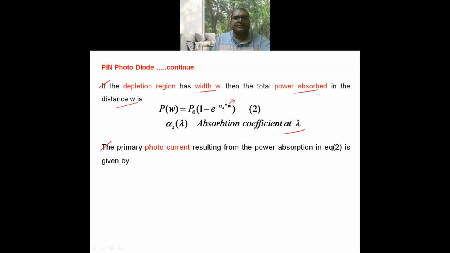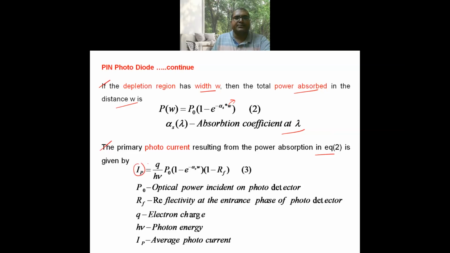The primary photocurrent resulting from the power absorption in equation 2 is given by Ip equals (q by h nu) P naught (1 minus e power minus alpha s w) times (1 minus Rf), equation number 3, where P naught is the optical power incident on the photodetector, Rf is the reflectivity at the entrance face of the photodetector, q is the electron charge, h nu is the photon energy, and Ip is the average photocurrent.